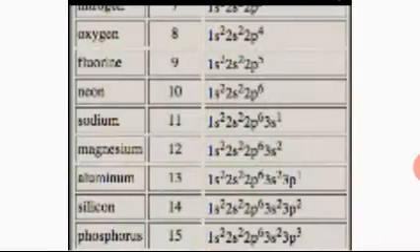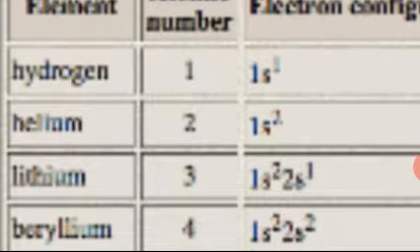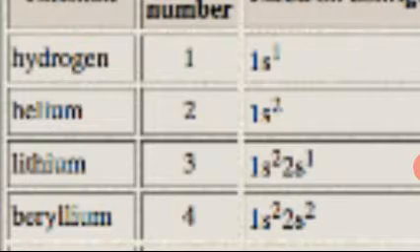For example, you are writing the electronic configuration of hydrogen. Hydrogen has atomic number 1, so 1s1. Helium 2, so 1s2. Lithium has 3 electrons, so how can you fill? You cannot write 1s3 because s has maximum capacity 2. So move that electron to another subshell: 1s2, 2s1.